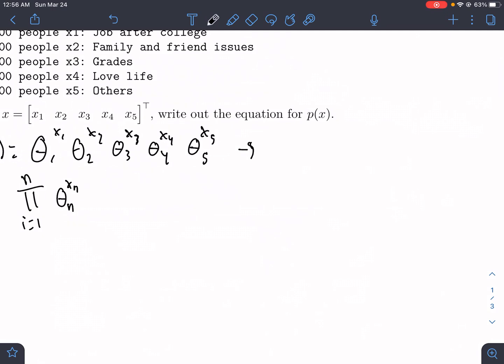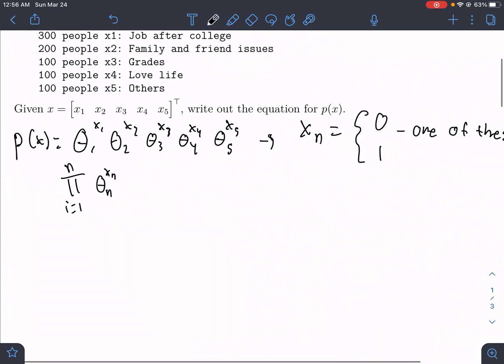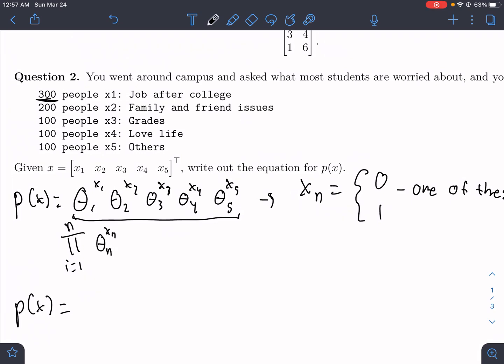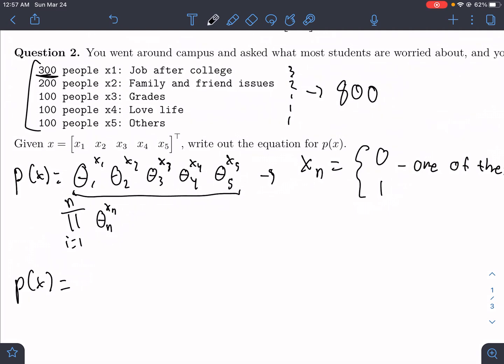And in this case, we just need to remember that x sub n is equivalent to 0 or 1, depending on whether or not we're choosing that option, if that makes sense. So in this case, theta 1 would be the total number of people in X1 divided by the total number of people overall. There are 300, 200, 100, 100, 100, which sums up to 800 people. And so that would be 300 over 800.